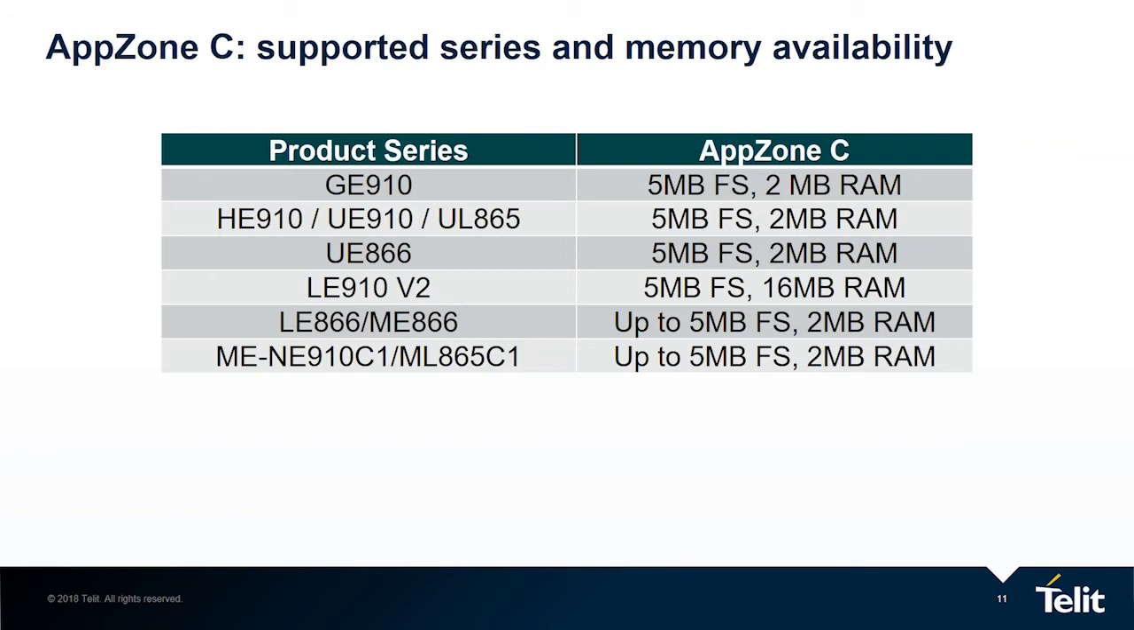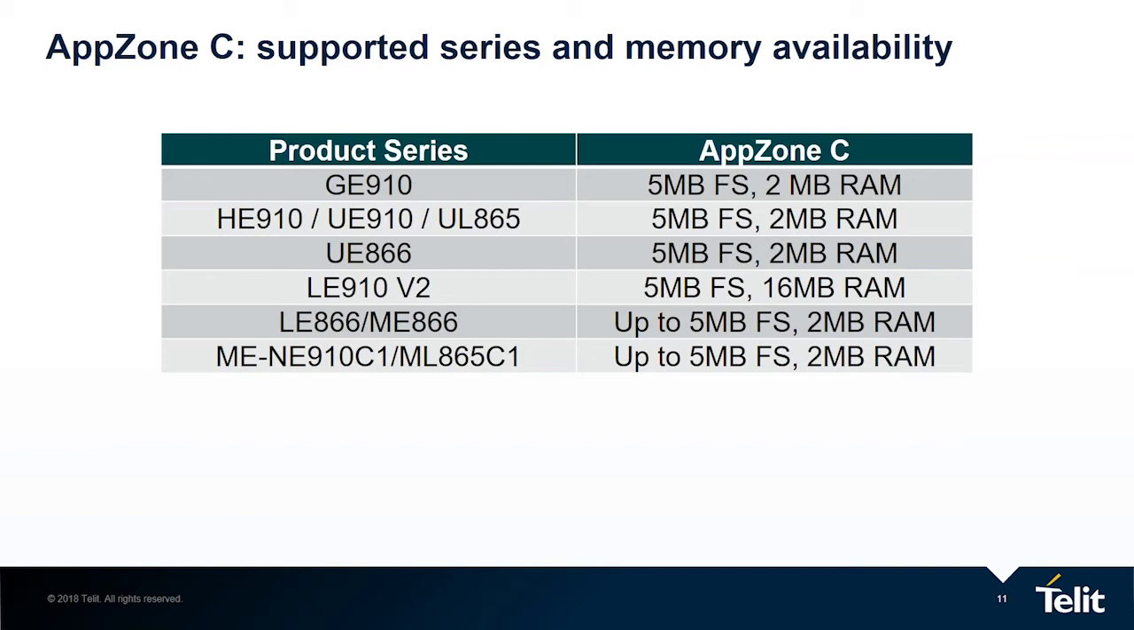So in this table, you can see the list of the module series that we support. This is ranging from 2G, where we support exclusively the G910 code AppZone. We have all the 3G series, Cat1 and Cat4 modules, and as you see in the bottom, we have also the new Cat-M and narrowband IoT Qualcomm-based ME910C1 and ML865.